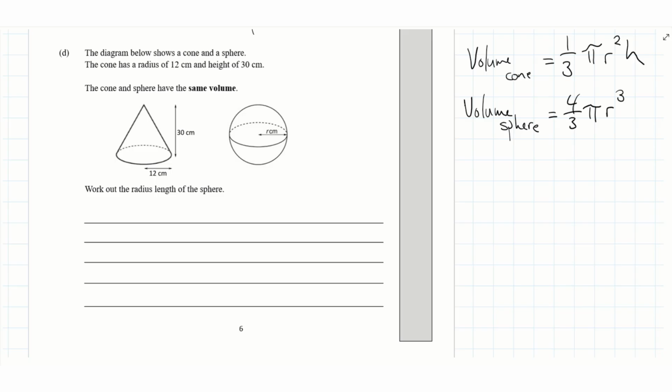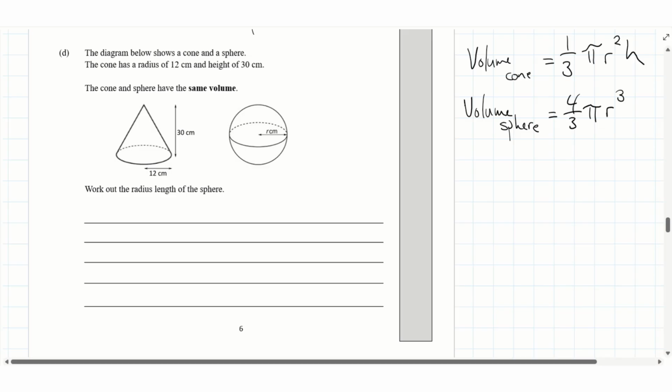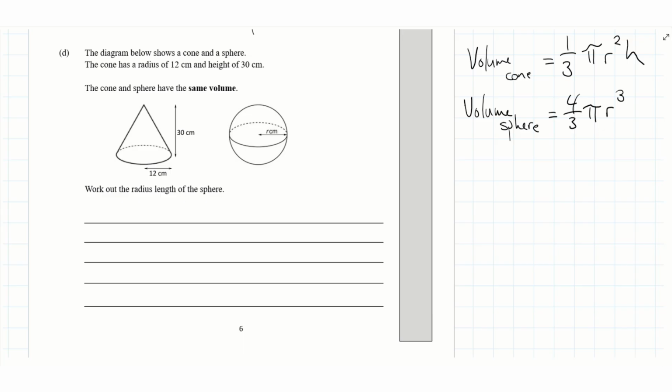We are up to question 2D of the 2025 derived grade paper for Maths 1.4. I'm walking through all of it. You can walk through it with me. We have a question. The diagram below shows a cone and a sphere. The cone has a radius of 12 centimeters and a height of 30 centimeters. The cone and sphere have the same volume.